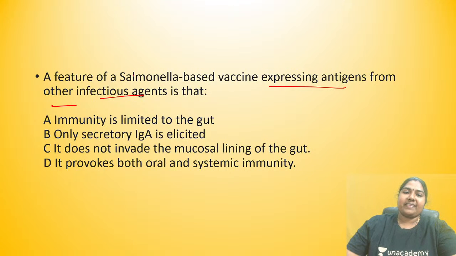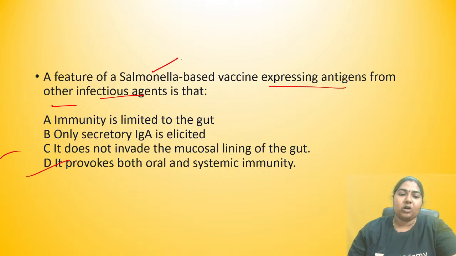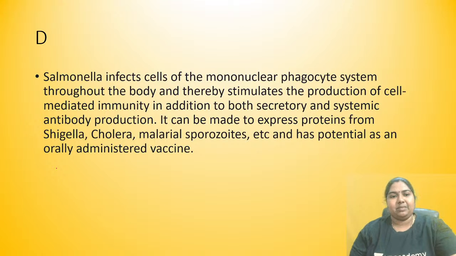So if you are using a salmonella based vaccine, it is very good. Why is salmonella regarded as a good one for your vaccination, as a vector? Why is it so much trusted? Absolutely correct, Anjali. Salmonella will provoke both your oral and systemic immunity. It is going to be option D only.